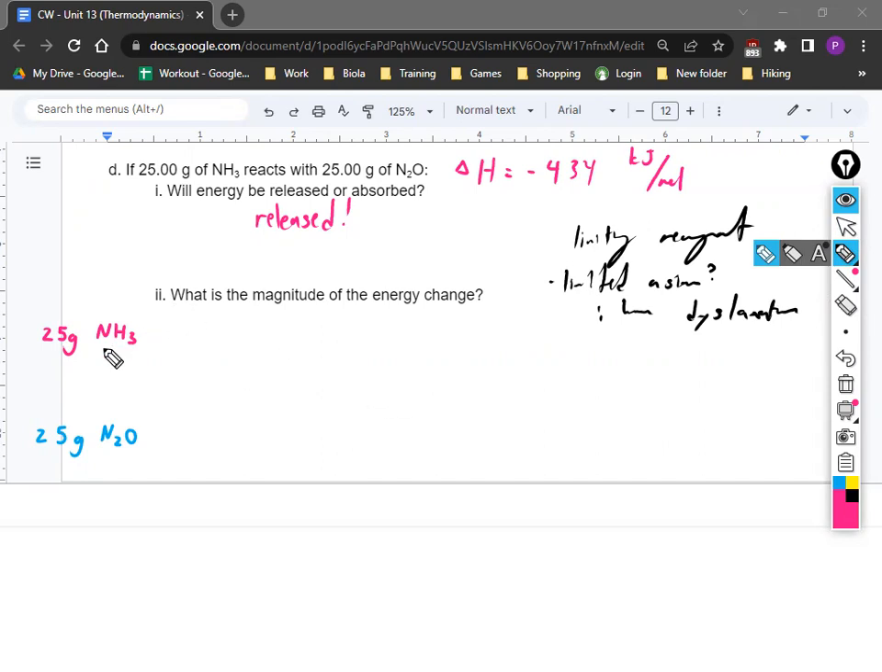So I'm not going to do both of the stoichiometries just because I want to save time for myself. But the limiting reagent is N2O. Okay, yes, I'll do both of them, I guess, if I really have to.